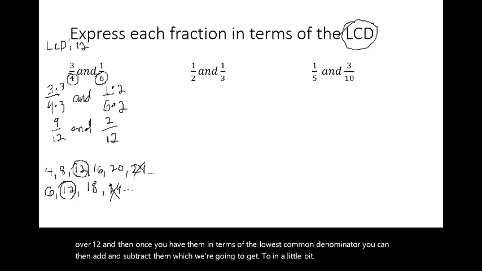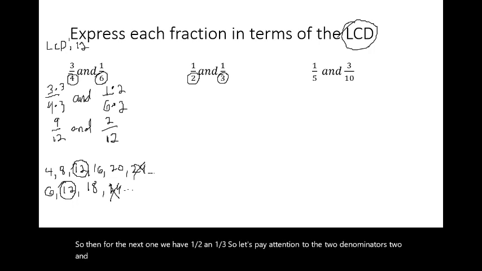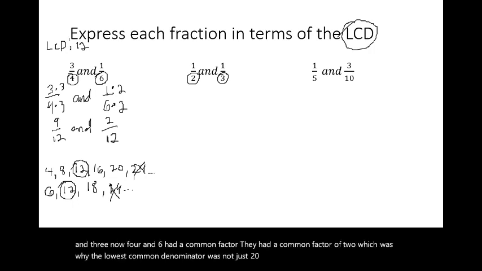So then for the next one, we have 1/2 and 1/3. So let's pay attention to the two denominators, 2 and 3. Now, 4 and 6 had a common factor. They had a common factor of 2, which was why the lowest common denominator was not just 24, because you had that common factor of 2 between 4 and 6.